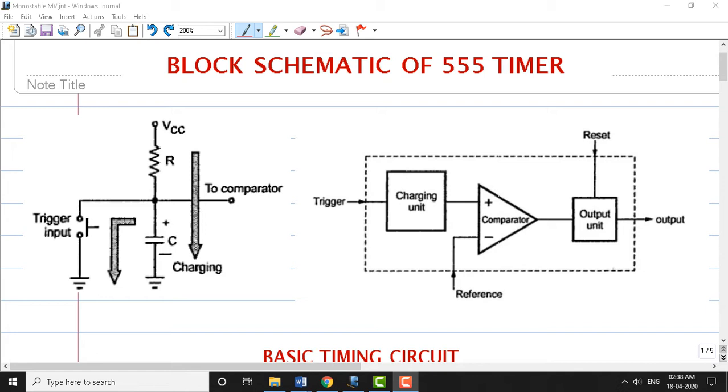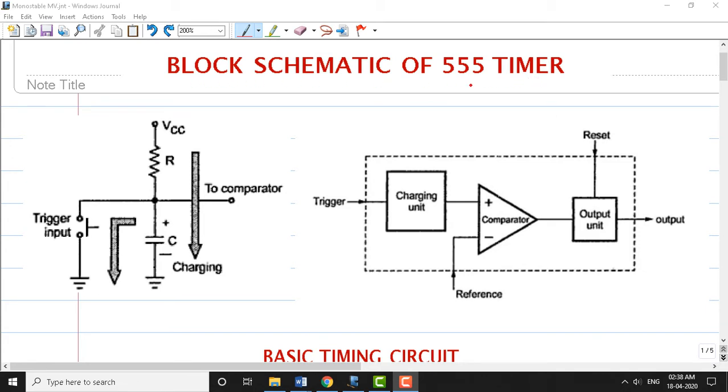In the last class, we have discussed the block schematic of 555 timer. In today's class, we are going to focus on one of the specific application of 555 timer, namely monostable multivibrator. Before we step into monostable multivibrator application, let us try to understand the timer working.